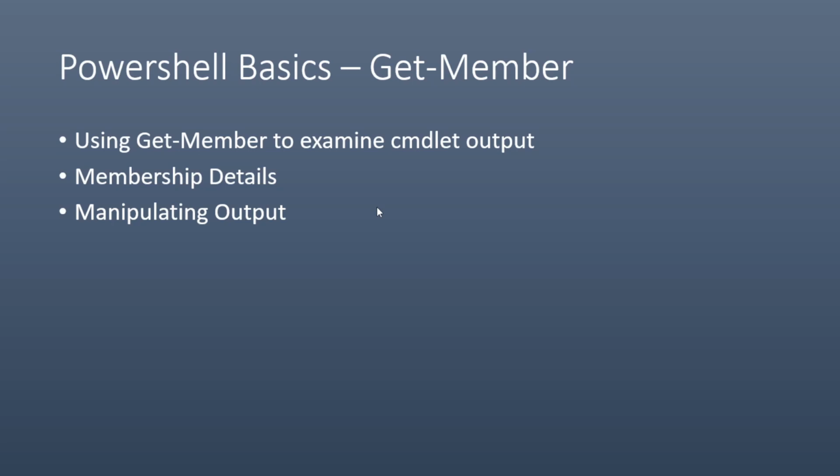Now, Get-Member is going to take that further and examine the output of those commandlets. So as I mentioned previously, PowerShell is built on top of the .NET framework. So any commandlet output is in the form of a .NET object. And that .NET object has a whole bunch of information that goes along with it. So we're going to use Get-Member to examine that commandlet output. We're going to look at the membership details of it, and we'll talk a bit about manipulating that output. So let's change over to our VM here and have a look.